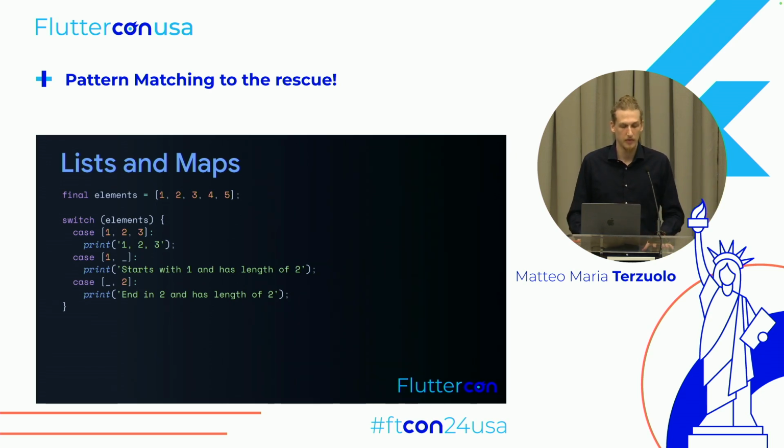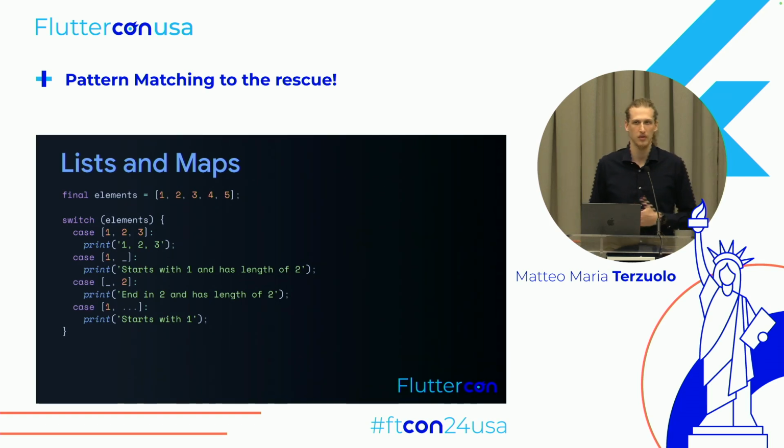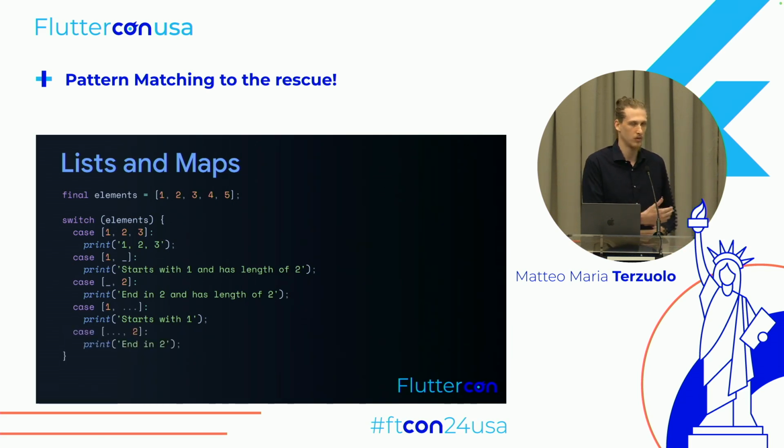But with array destructuring, we can also check if a list starts with a value. And here, the length of the list is not something that we care about, because you are saying it starts with 1 and then has values in its tail. And we can also do the opposite, checking if it ends with a specific value.